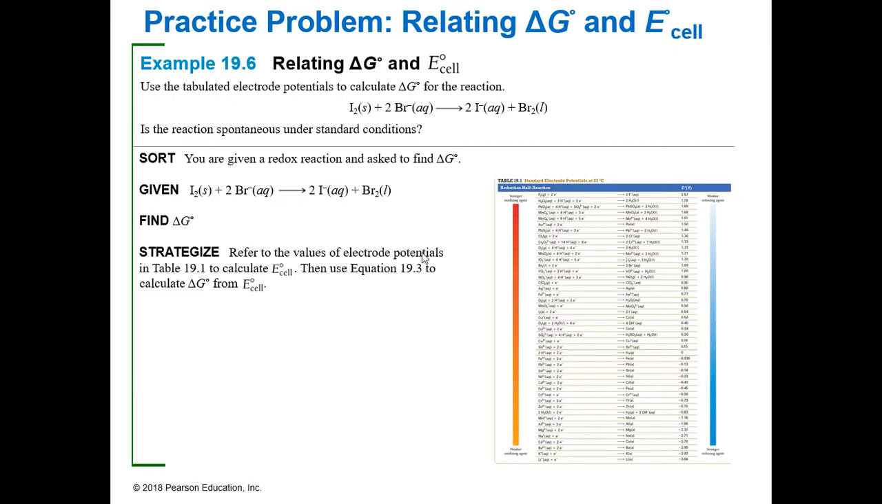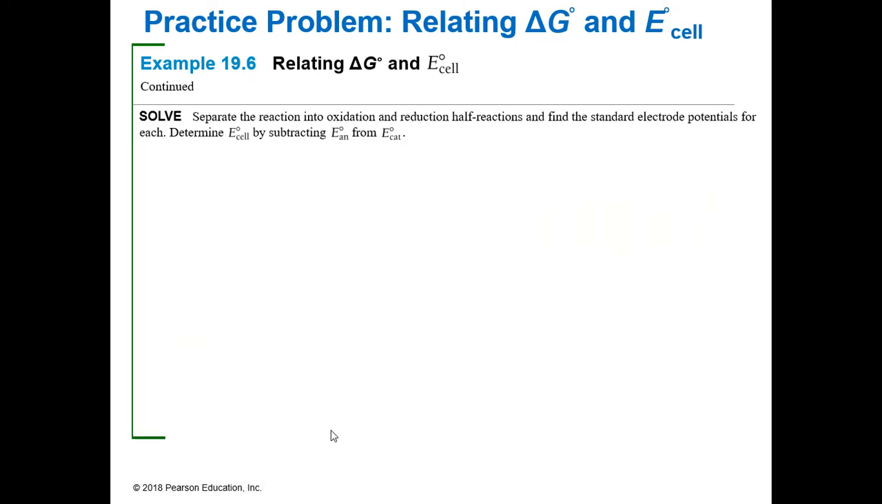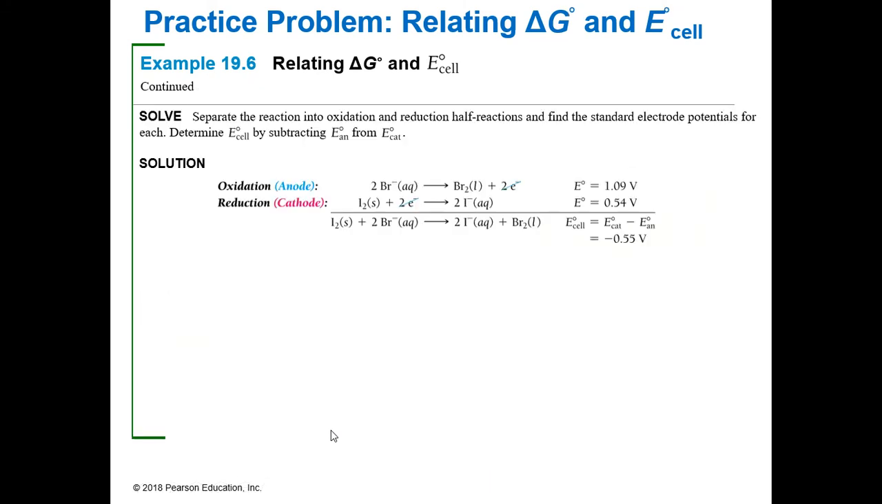So what we need to do is we need to figure out what is E naught of our anode and what is E naught of our cathode from our electrode potential chart, so we can figure out E naught of our cell. Then we can use E naught of our cell, right, and plug it in our delta G equation. So if we separate our two half reactions, we would have to figure out which one's being oxidized and which one's being reduced. So let's go back for a second.